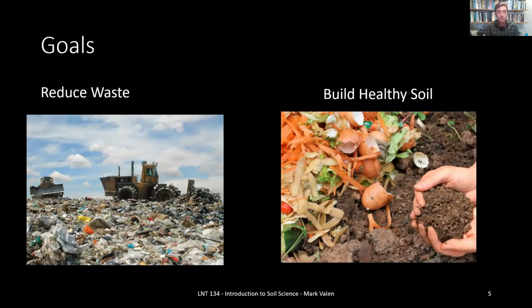There's two primary goals that the average composter has. One is to reduce waste, waste going to the landfill in particular, and the other is to build healthy soil. And if your goal is both, then compost will solve your problems. If your goal is only one or the other, then you may make some different choices with your composting in order to either maximize the waste reduction potential or maximize the healthy soil potential.